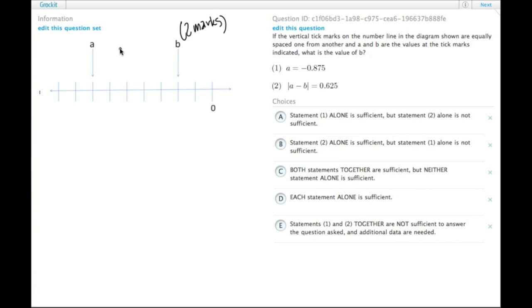2 marks lower than 0, and 1, 2, 3, 4, 5, 6, 7. A is 7 marks. So if we get any numbers, we are set.